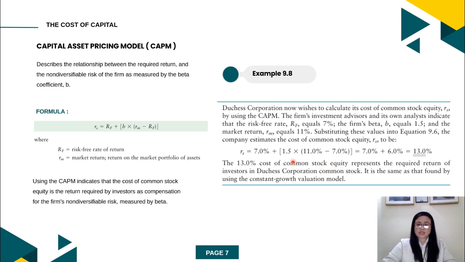So first, you have to subtract 11 minus 7 and times 1.5. And after you get the sum here, you just add 7.0, which is the risk-free rate, plus 6.0%, which is equivalent to 13.0%. Take a look at this, where you will see the substitution of each value in the formula. Okay, then moving on to the next slide.